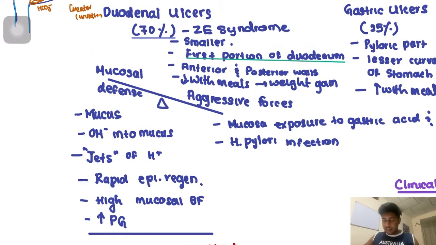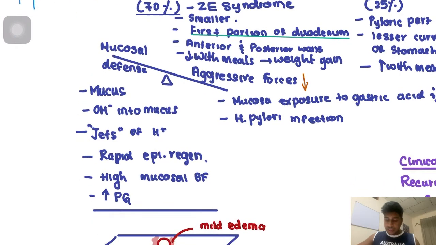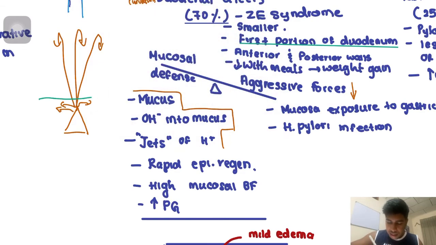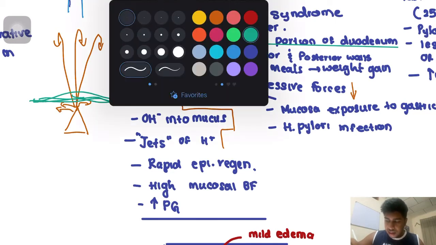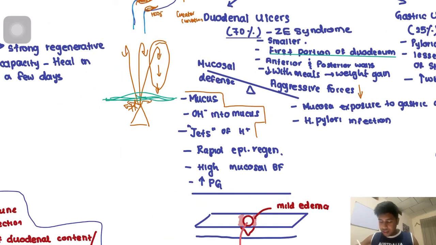What is the reason for the ulcers to form? It is because the aggressive forces are stronger than the mucosal defense. So what are the defenses we have? We have mucus, we have bicarbonate ions released into mucus, and H plus is released as jets. H plus is not just released outwards like this, it's sent upwards as jets, so that it won't touch the mucus layer, and then there's the mucosa to protect the layer against anything that falls down. Okay, this is not what happens, it's this one which happens. Okay, rapid epithelial regeneration, high mucosal blood flow, and high prostaglandins. This is inhibited in NSAIDs. Okay.